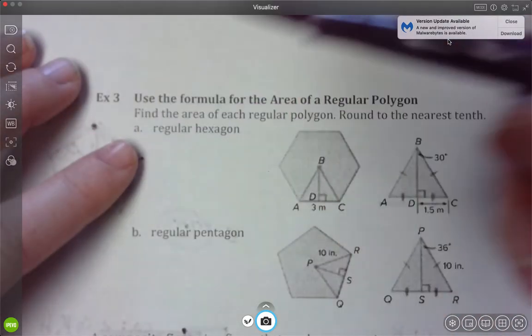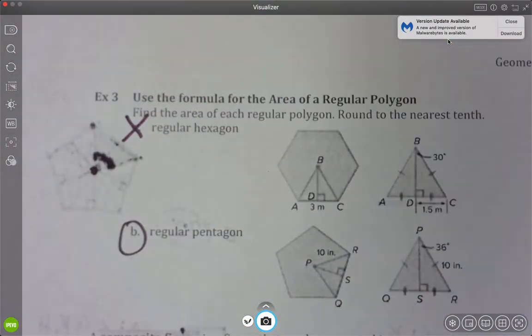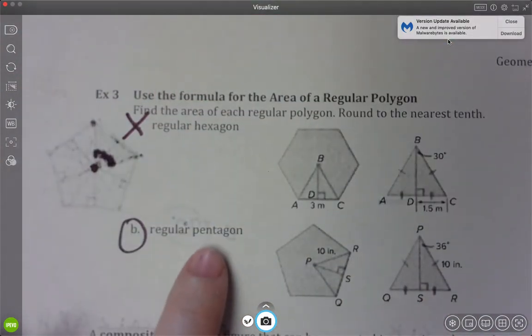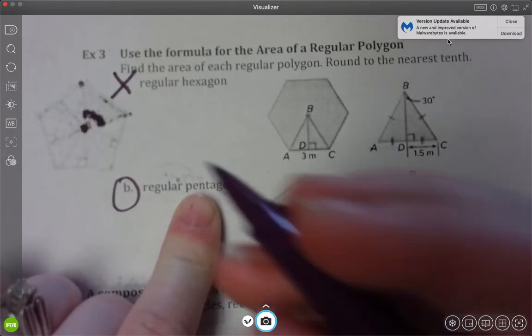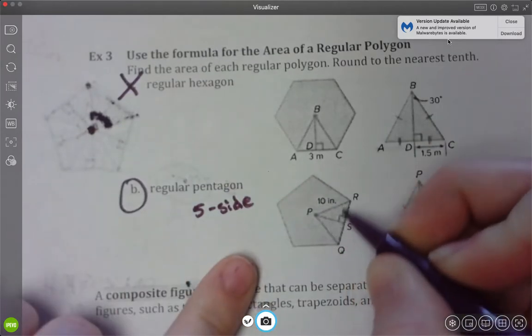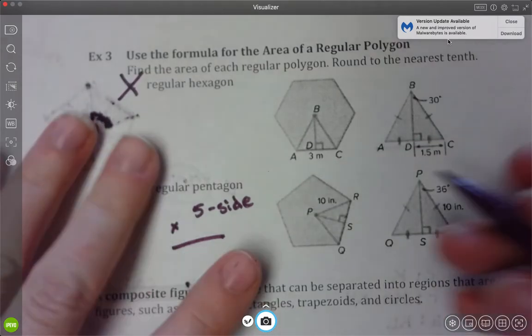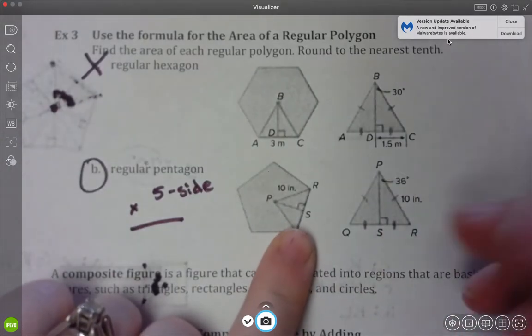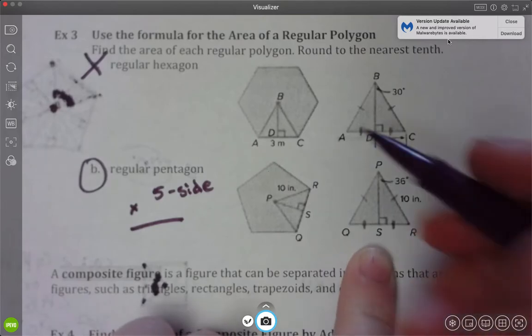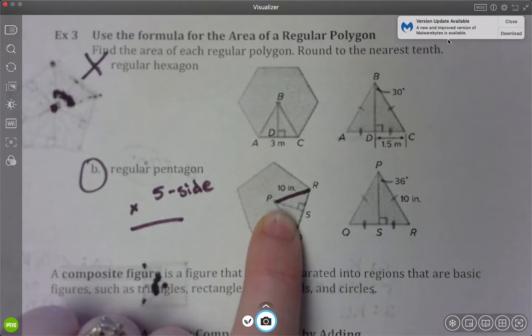Let's do part B. We'll skip part A because it's kind of the same thing as this one. A regular pentagon. Pentagon means 5 sides, so I'm going to write that down, 5 sides. As soon as we find the area of this triangle in here, we're going to multiply that by 5. We need to find the area of this triangle right here, and I've sectioned it off over here. The radius, or that slanted height, is 10.